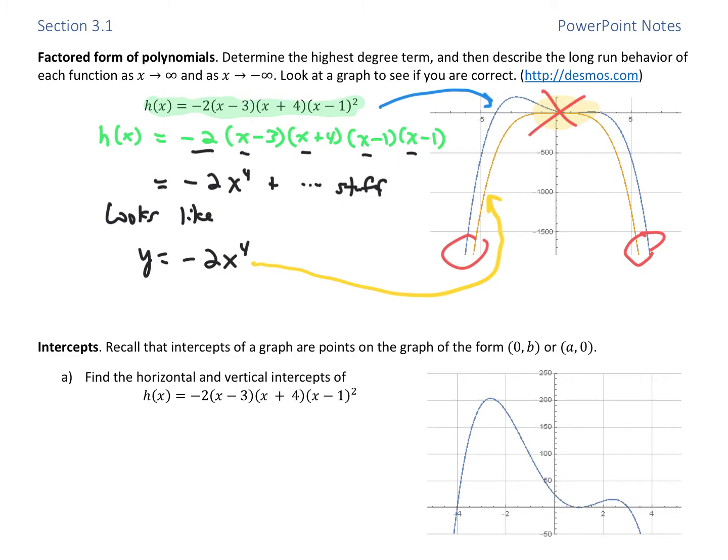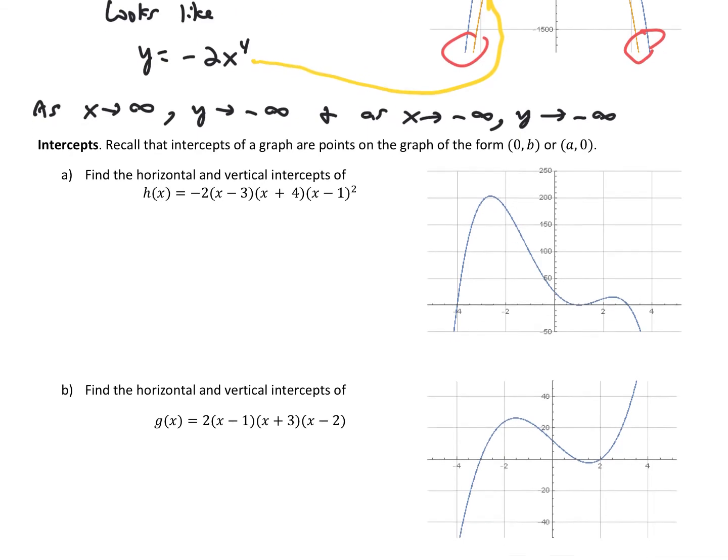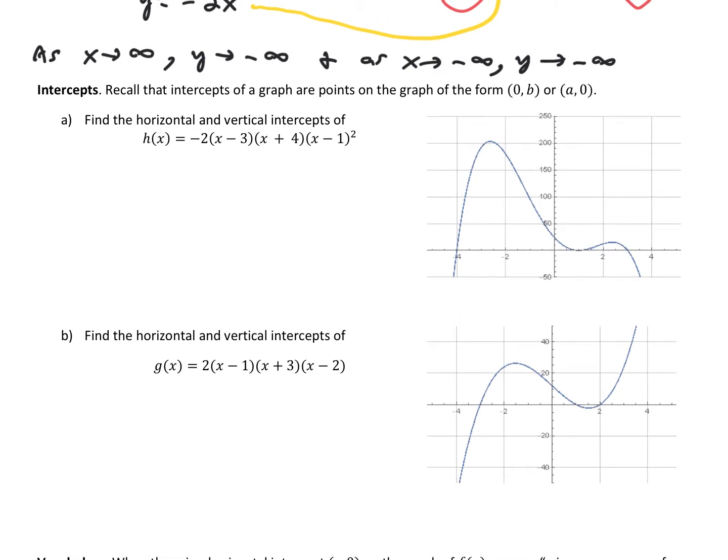So in this case, we would say as x goes to infinity, meaning x is going out to the right, y should be going to minus infinity, and as x goes out to the left, the y also goes down. So that's how we could express the shape of this polynomial. Okay, so what do we want to do with that stuff in the middle? Well, the first thing we're going to do is just pick up on something that we were doing before, which is the horizontal and vertical intercepts.